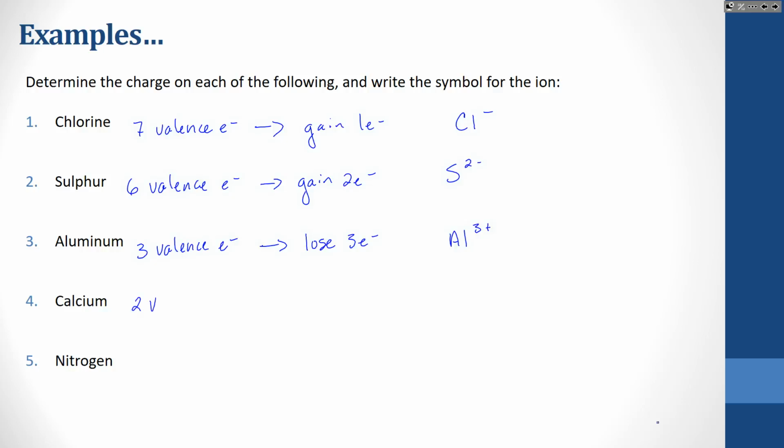Calcium has 2 valence electrons, so instead of gaining 6 more, it's going to lose 2 electrons and become Ca with a 2 plus charge. Again, losing negatives makes you more positive.